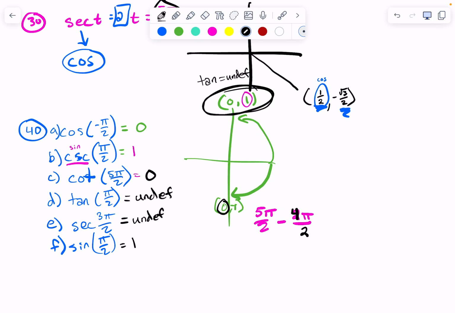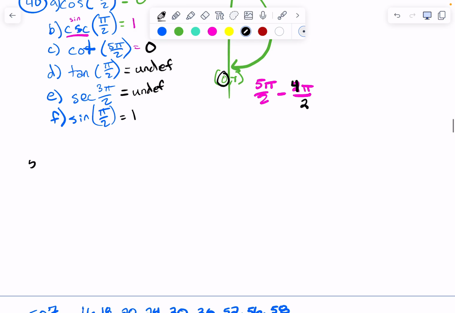Okay. 50. Today will be a little bit of a step back. It'll be a little bit nicer. 50. Sine of t. This is like a puzzle. Sine of t equals negative 8 over 17. They say t lives here, and find cosine.